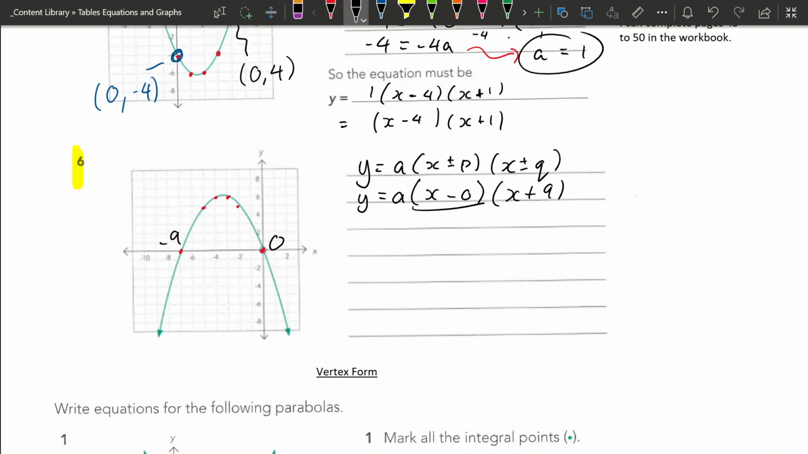X minus 0, we can simplify that. That's just x, right? If you minus 0 from anything, it's just itself. So it's a times x times (x + 9). All right.